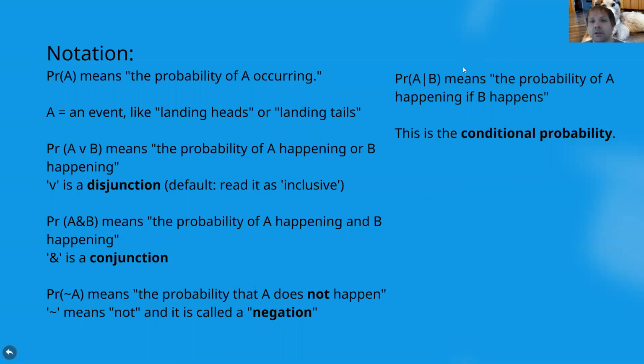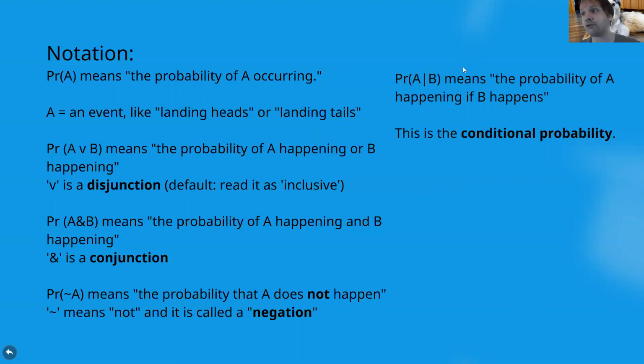The final symbol is this little bar that we'll be able to put in between our variables, which just means if. The probability of A if B. In terms of statements, it would be the probability that A is true if B is true. In terms of events, this would be the probability that A happens if B happens.